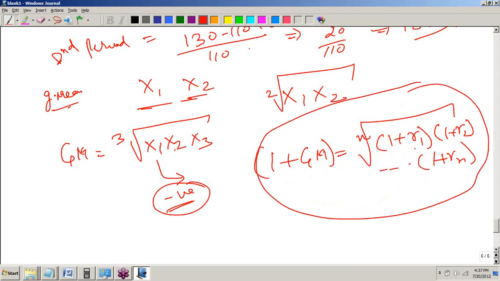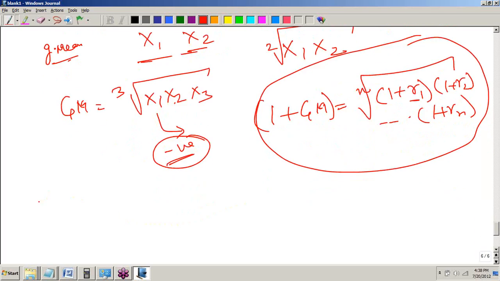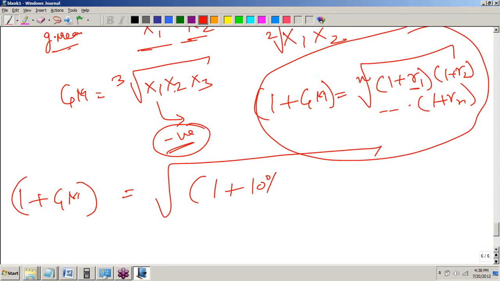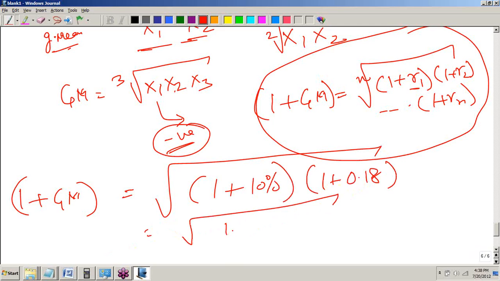Here we are saying that the returns can be at most minus 100%, it cannot be below that, right? You cannot lose more than you are investing in normal stocks. In derivatives and all it happens, but in normal stocks it will not happen. So in that case, what will happen to our GM, the geometric mean? It is the square root of 1 plus the first period, which was 10%, and the second period, which was 18%. So what we have is the root of 1.1 into 1.18.